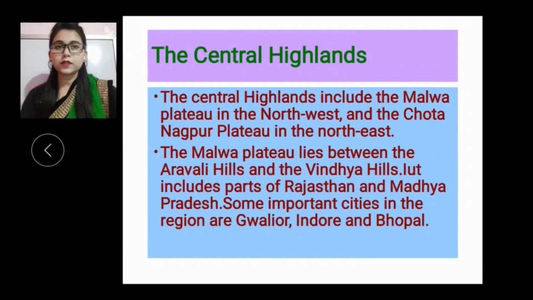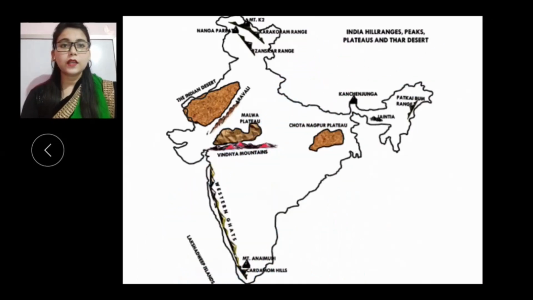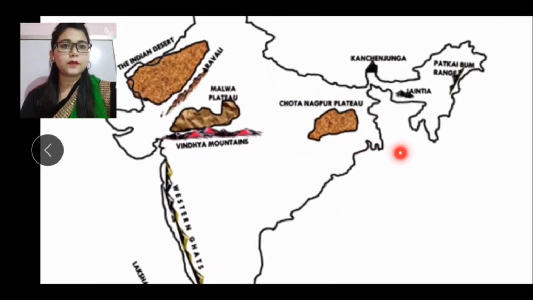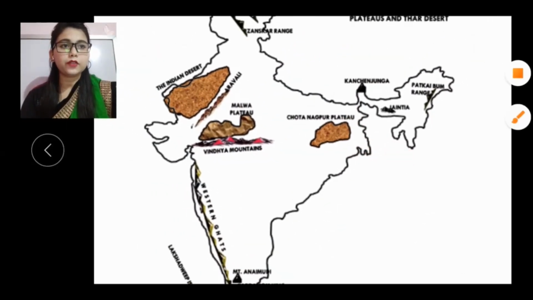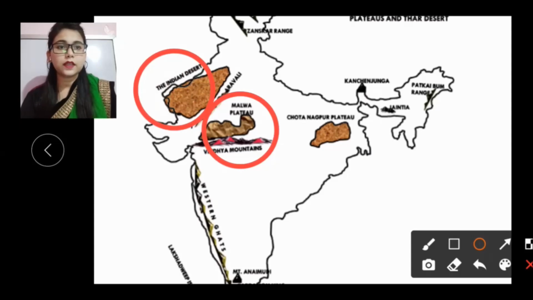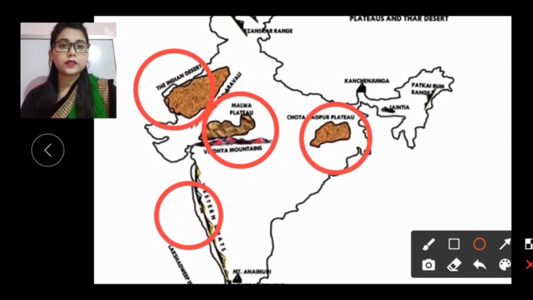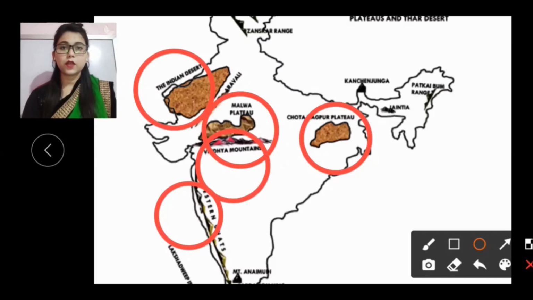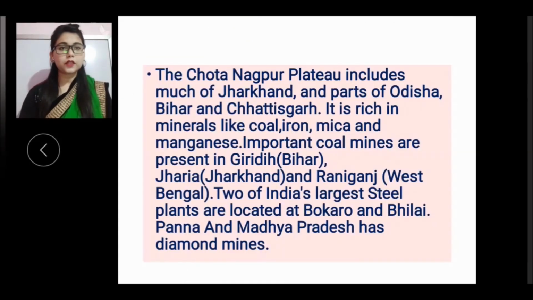Now students, let's see this in the map. Here you can see the Malwa Plateau. Here I want to show you. Can you see the plateau? And this is the Indian desert. This is the Chota Nagpur Plateau here, the Western Ghats. Okay, this is the Vindhya Mountains. Okay, so students, let's talk about the Chota Nagpur.